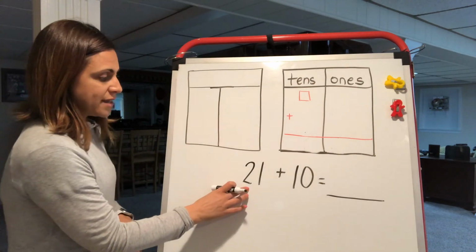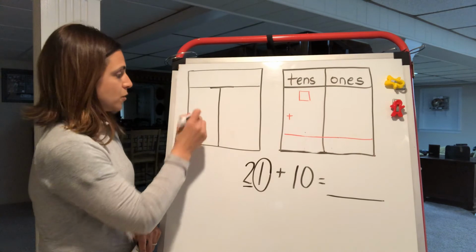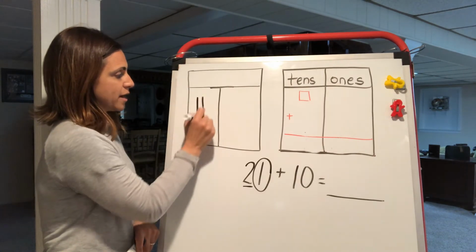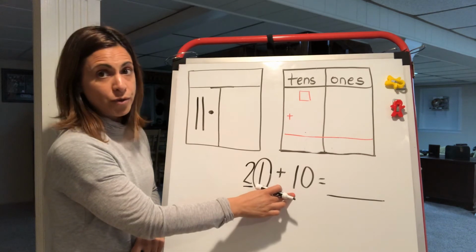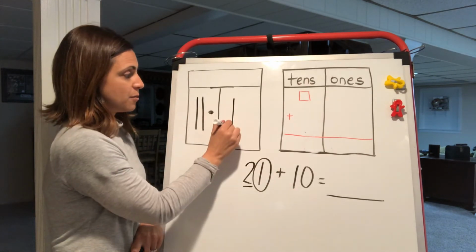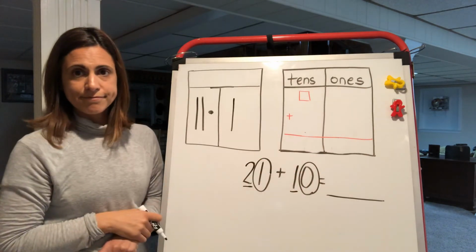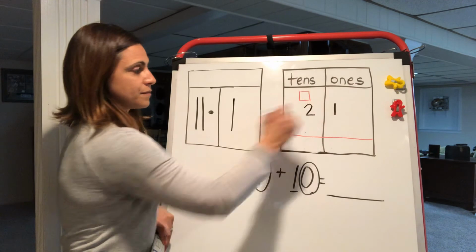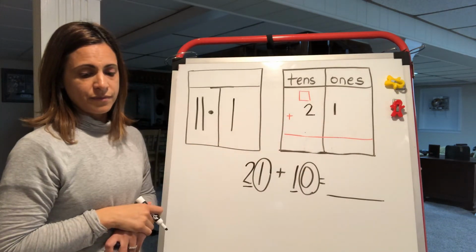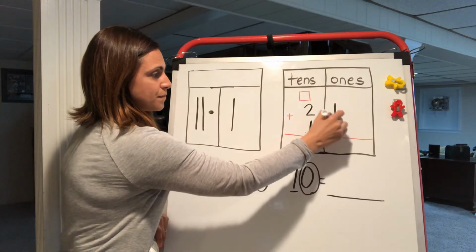In 21, I see 2 groups of 10 and 1 one. I draw it on my part-whole map. 10, 20, 21. I add 1 group of 10. That's my other part. And 0 ones. I write 21 here. Then I write 10 underneath it.